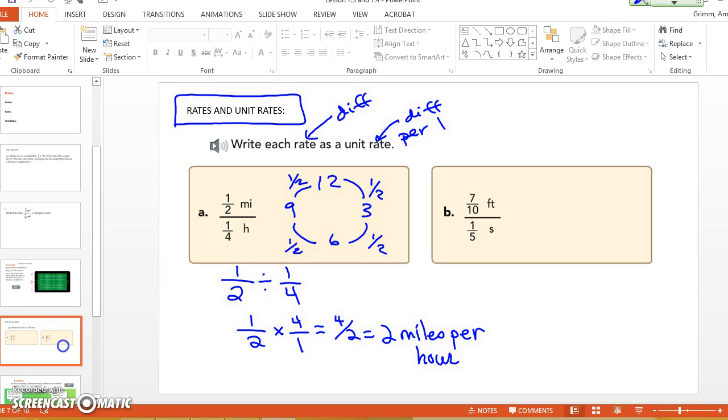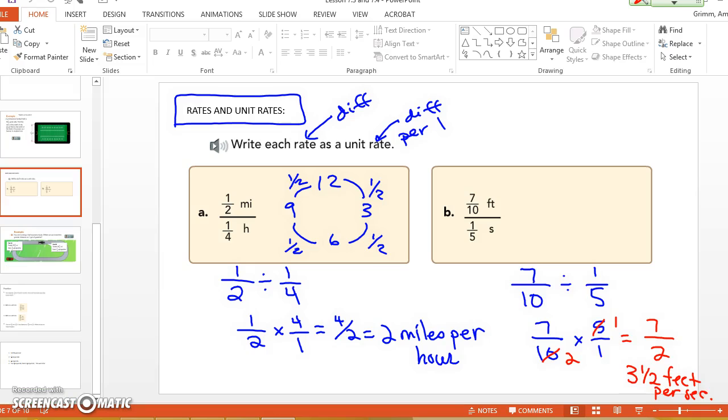Also, this may not make very much sense, but 1/4 times 4 is 1, so that's the 1 hour, and then 1/2 times 4 is 2. Yeah, that's fine. All right, go ahead and try B on your own. Bam, it's magic. It's already done.